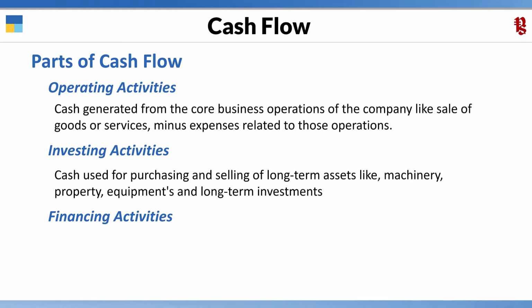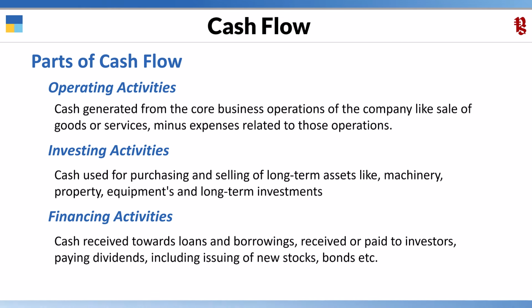The third part of the cash flow is the financing activity. So what are the financing activities? Cash received towards loans and borrowings, or paid to investors, paying dividends, including issuing of new stocks, bonds, etc. So these are financing activities. Broadly, these three parts constitute your overall cash flow statement.